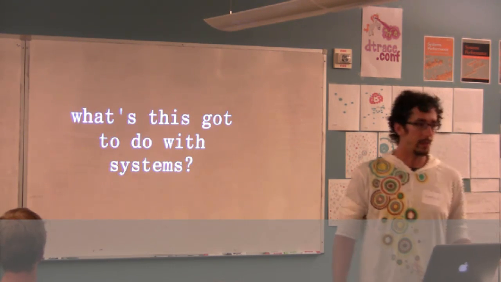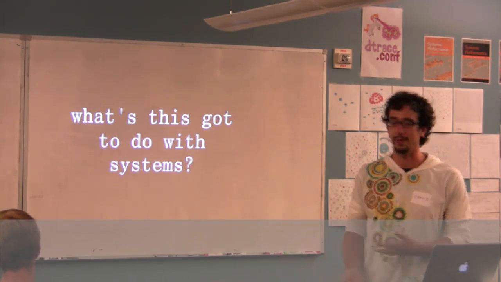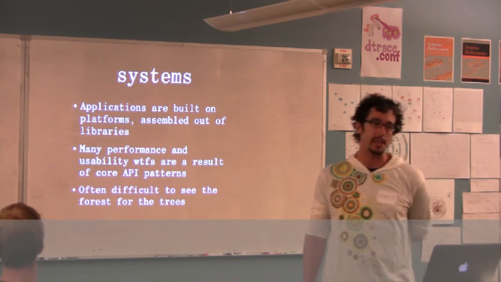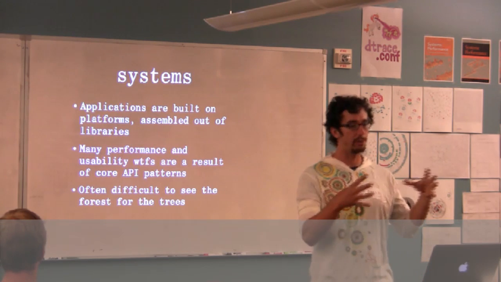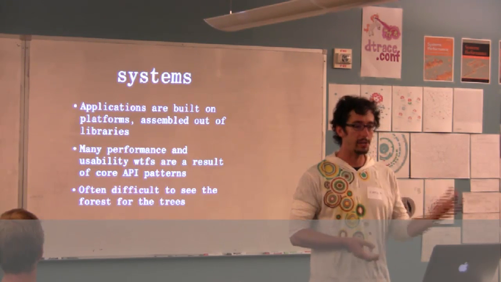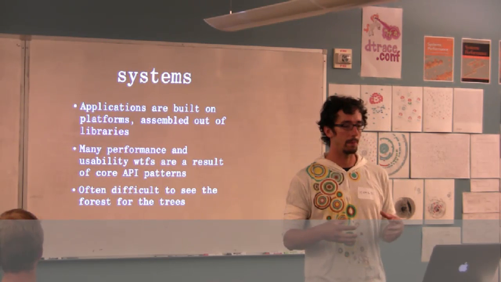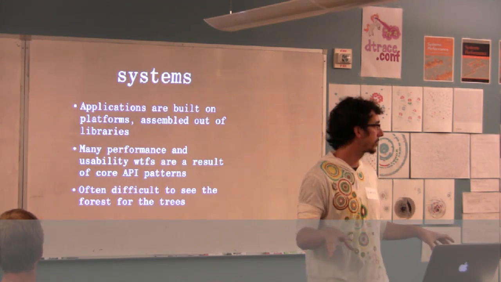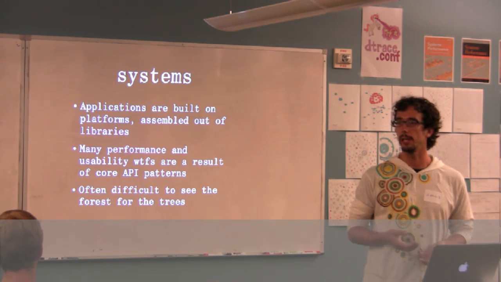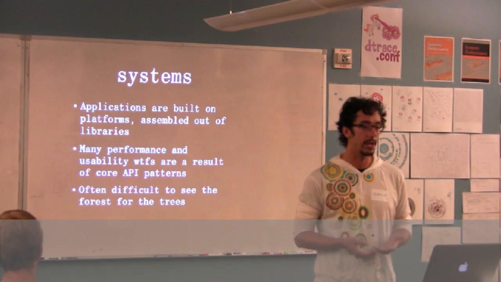So beyond the obvious, and obviously the fact that I work here, why am I talking about this at this meetup? I think an important takeaway is that when you consider the entire system, you're spending a lot of time actually looking at the application. And applications are built on top of platforms, and they're assembled out of these libraries that are using API patterns in order to be interoperable with one another. And a lot of the performance and usability problems that we've encountered in Node actually come out of these core API patterns.